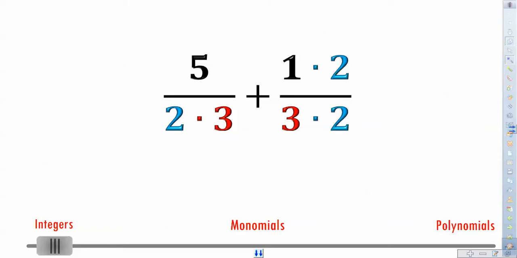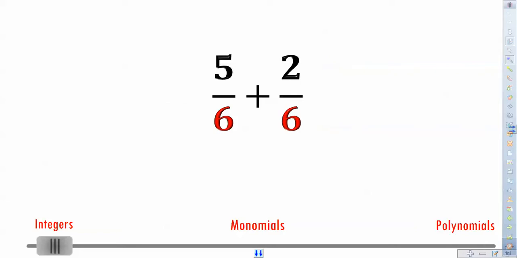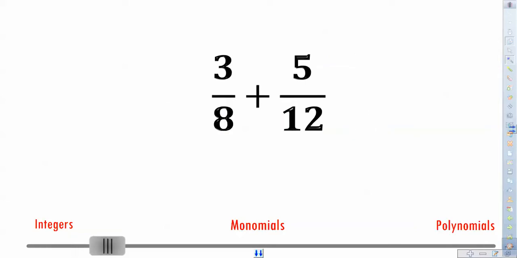And then what you do to the bottom, you got to do to the top. So then we simplify that. There we go. And then we can add those up. 7, 6. Easy. What about this one, where both the denominators there, 8 and 12, could be factored?